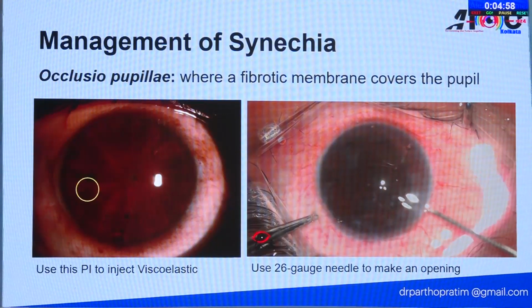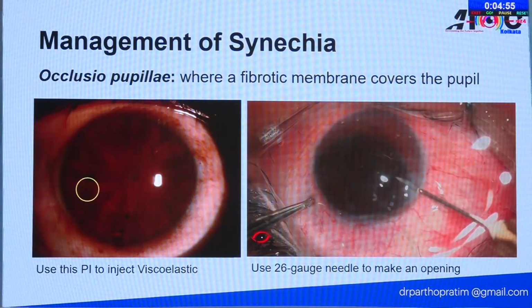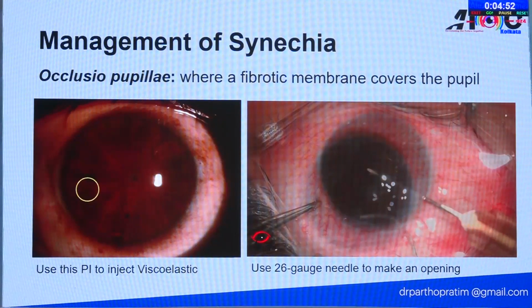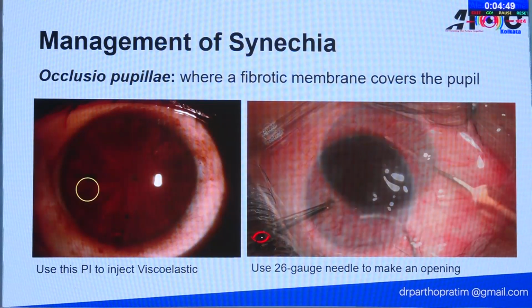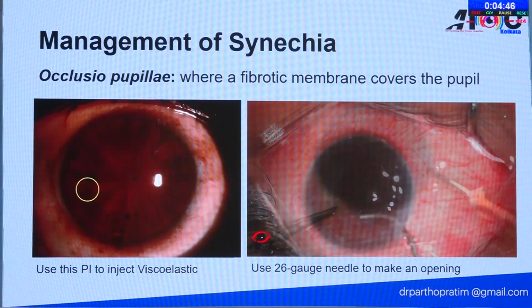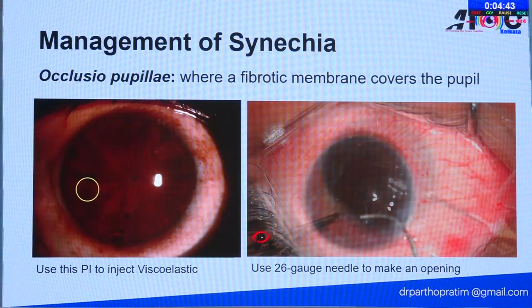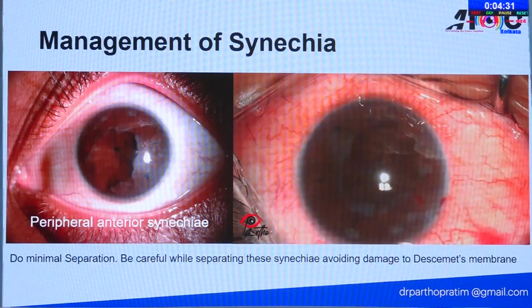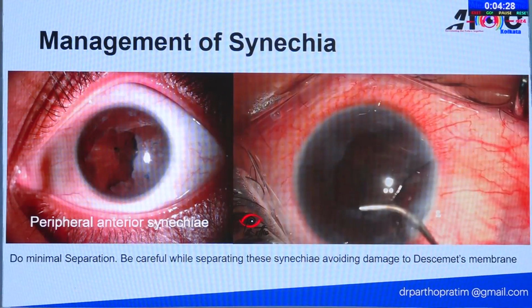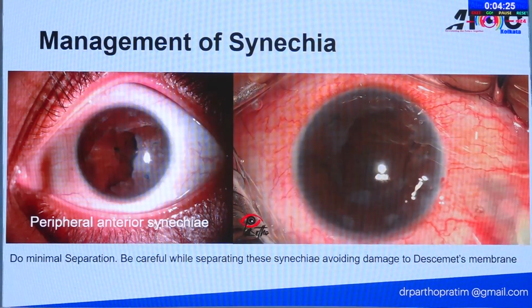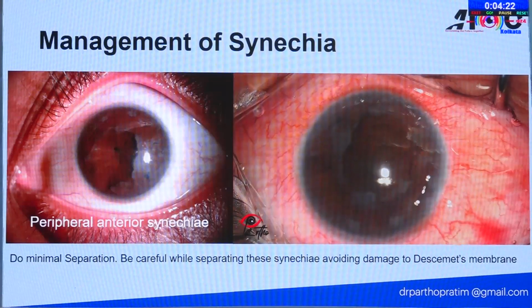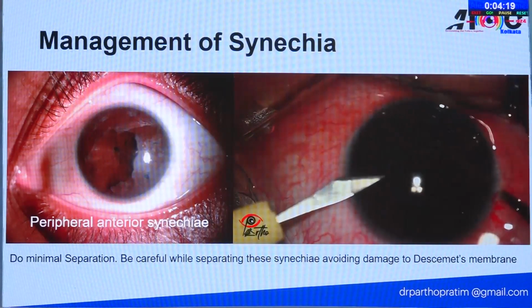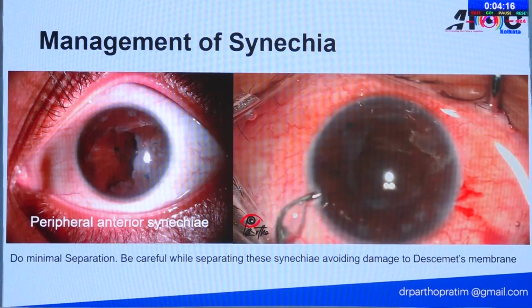Now, I'll just share a few tips here. When we see this kind of occlusio pupillae, where a fibrotic membrane covers the pupil, one should utilize the PI to inject the viscoelastic, so that it will elevate the entire iris tissue forward, and then we can insert a 26 gauge needle and create an opening with that. The next important point is when you see this kind of peripheral anterior synechia, you need to do minimal separation. No need to go inside and extensively separate the peripheral anterior synechia, because sometimes these are notorious and they can cause damage to the Descemet's membrane also.